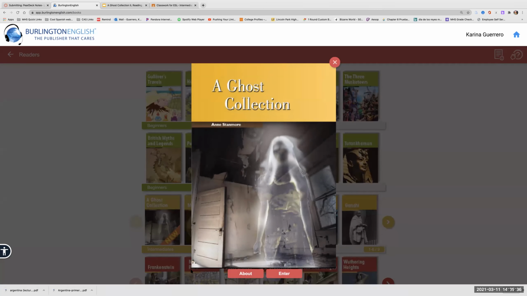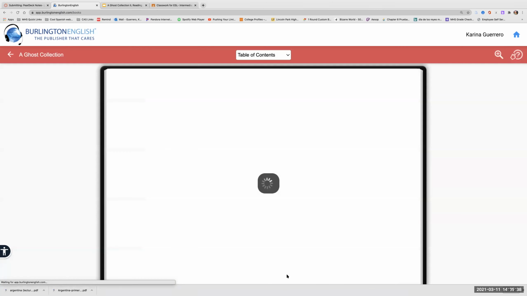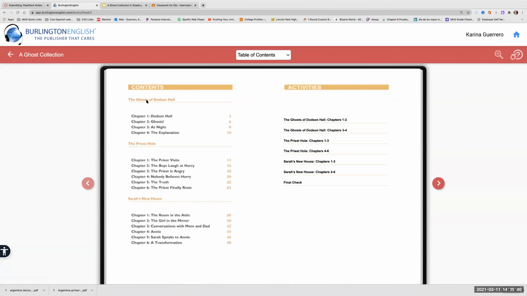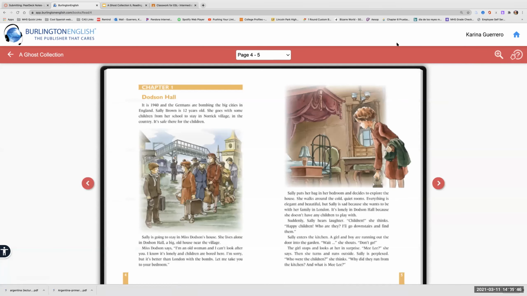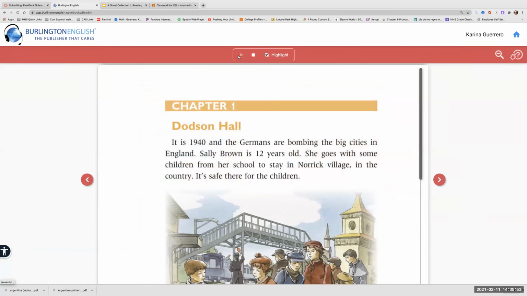So what we want to do is enter. We're going to start with The Ghost of Dodson Hall. We're going to go ahead and click on chapter 1. And remember, we're going to use a magnifying glass. So click on here and we're going to start reading. So let's go ahead and play.